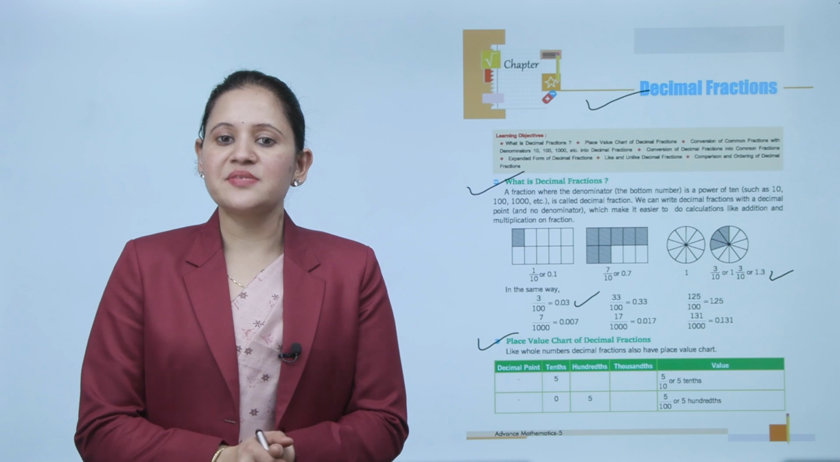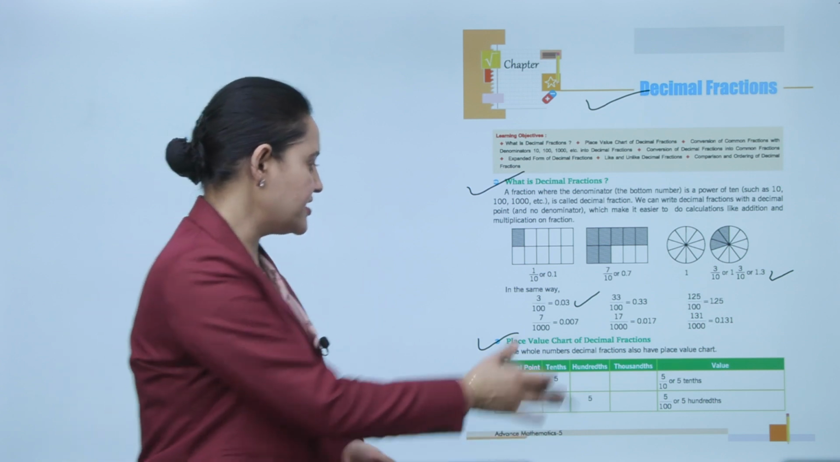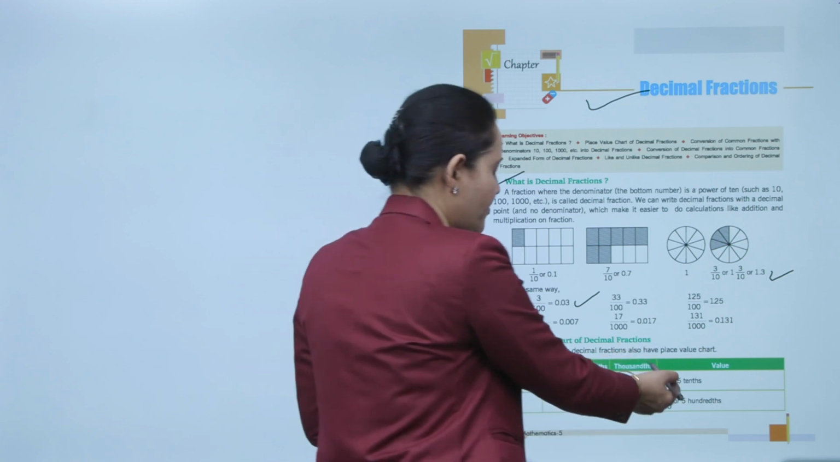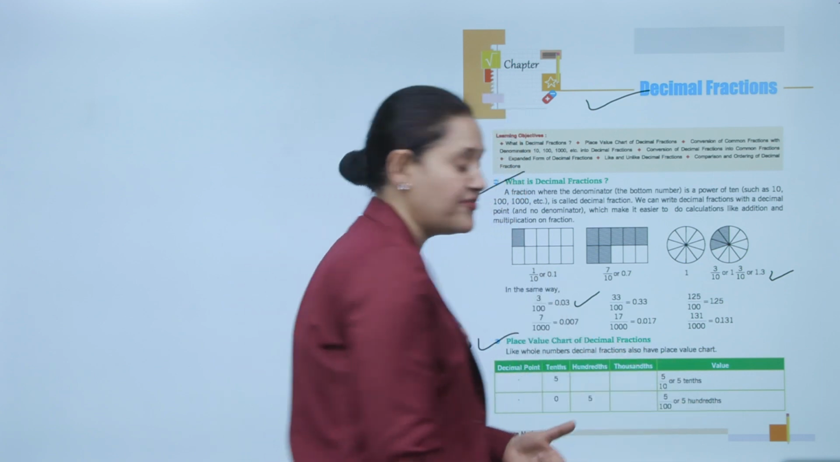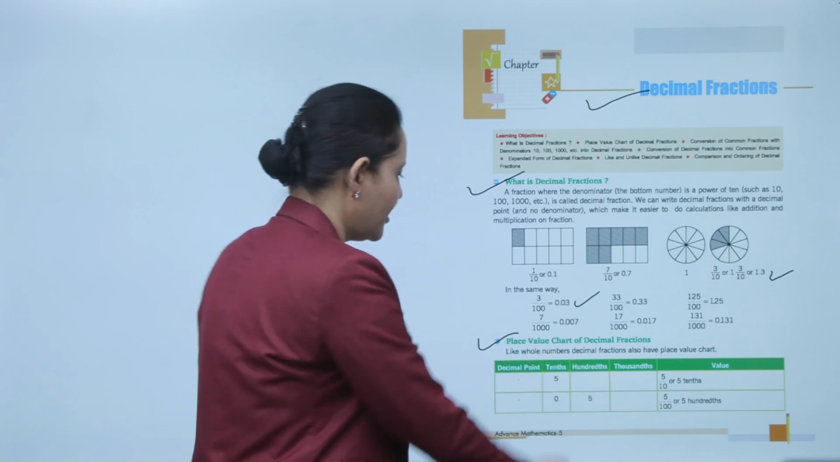Next is place value chart of decimal fractions. Like whole numbers, decimal fractions also have a place value chart. So this is the place value chart. Values: 5 upon 10, that is 5 tenths. 5 upon 100, that is 5 hundredths. 5 upon 1000, that is 5 thousandths.